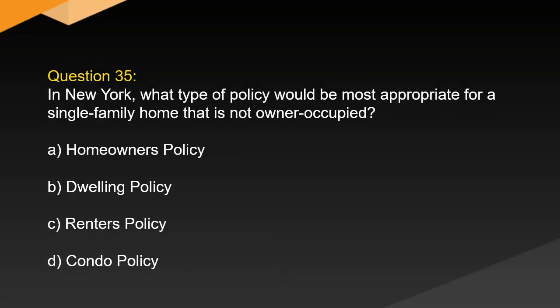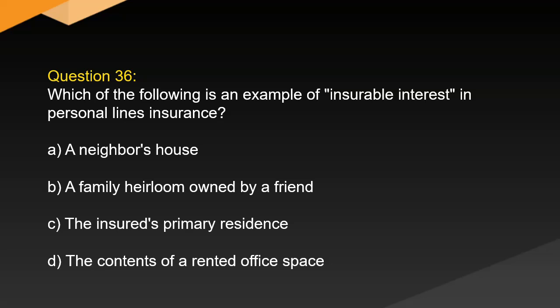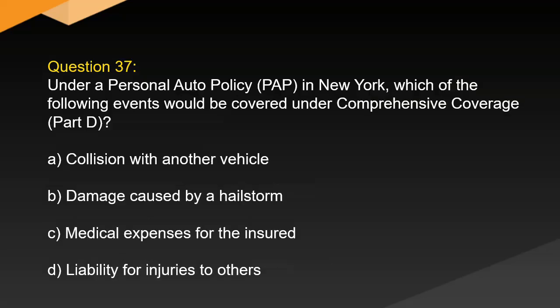Question 35. In New York, what type of policy would be most appropriate for a single-family home that is not owner-occupied? A. Homeowner's policy, B. Dwelling policy, C. Renter's policy, D. Condo policy. Question 36. Which of the following is an example of insurable interest in personal lines insurance? A. A neighbor's house, B. A family heirloom owned by a friend, C. The insured's primary residence, D. The contents of a rented office space.